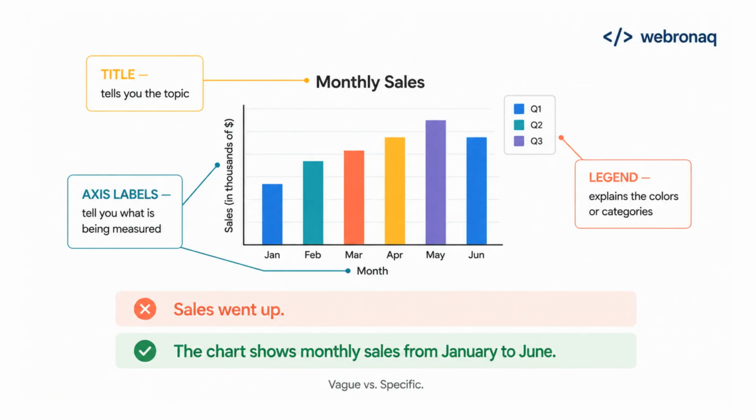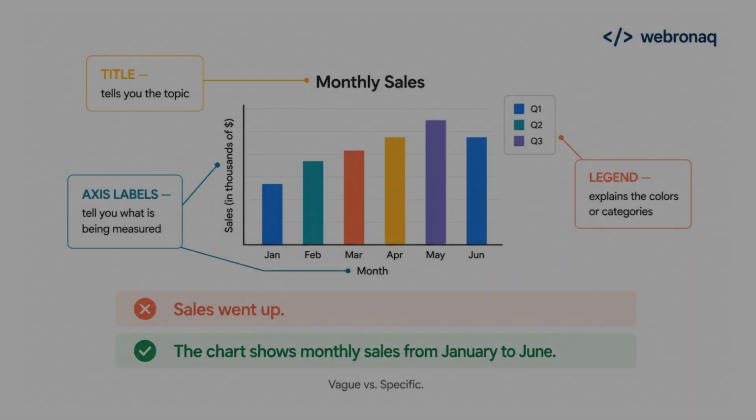Now here is the difference this makes. A vague response says, sales went up. A specific one says, the chart shows monthly sales from January to June. See how much richer that second sentence is? Once you have the title and labels locked in, you are ready to read the actual data, and that is exactly what we cover next.